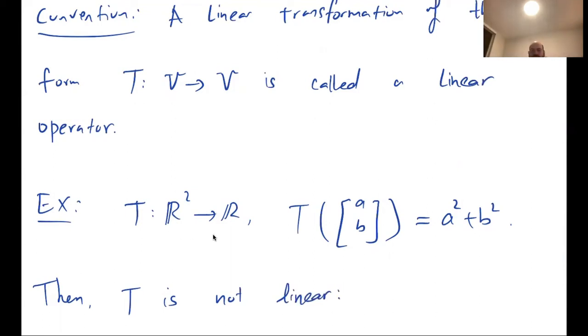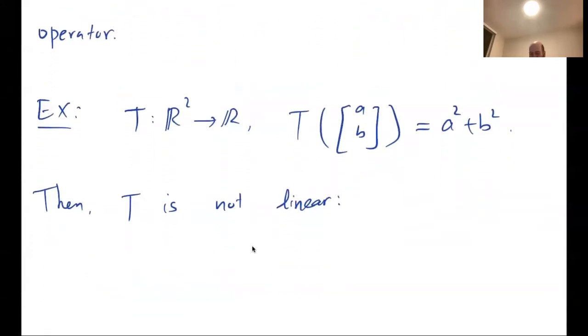So consider this transformation from R2 to R. When we say from R2 to R, it means the domain is R2. So the input must be a vector in R2. Here A and B is a vector in R2. And the codomain is R, so the output must be a real number. Now here A squared plus B squared is a real number. And so we have a transformation T from R2 to R. Now we want to see whether this is linear or not, based on the definition of linear transformation.